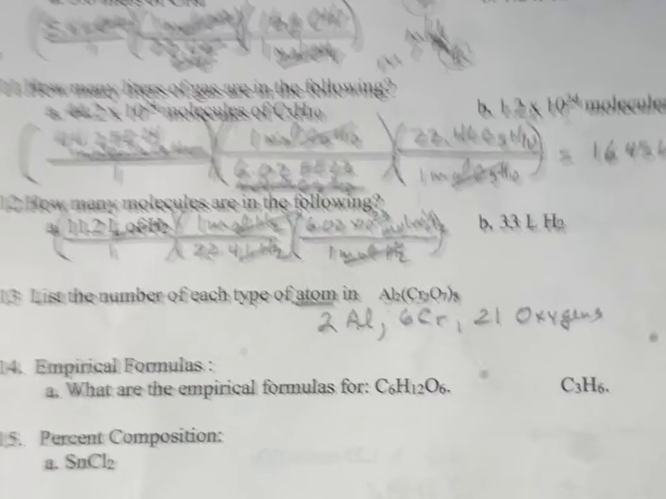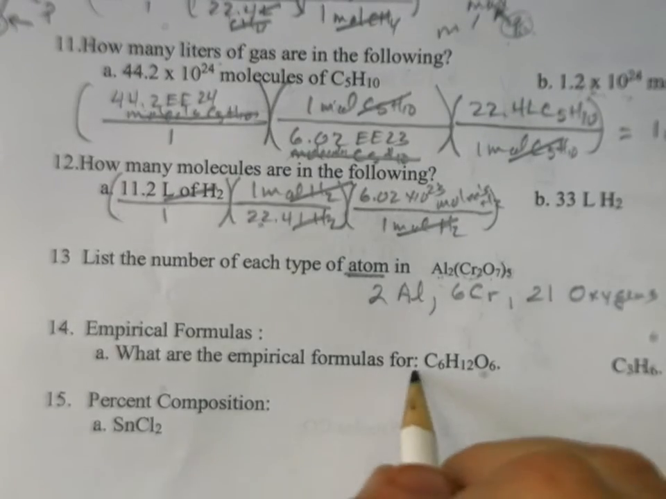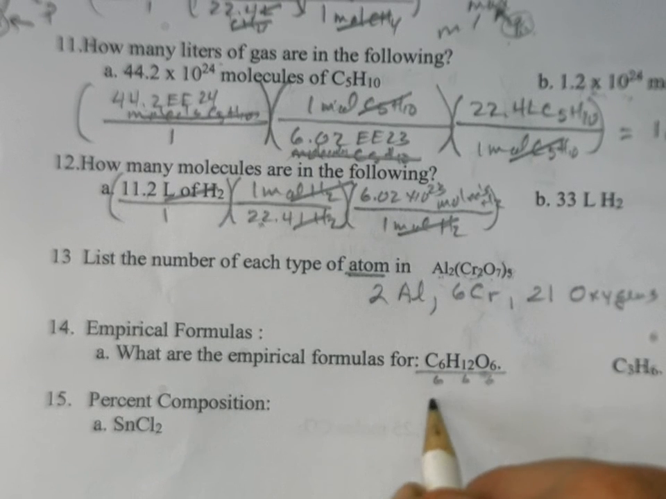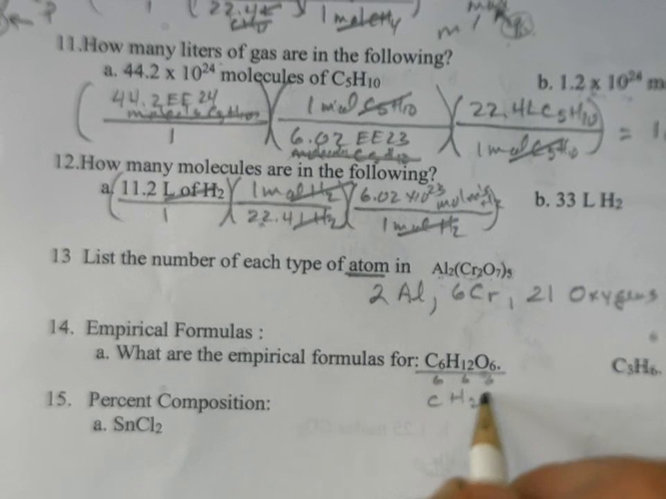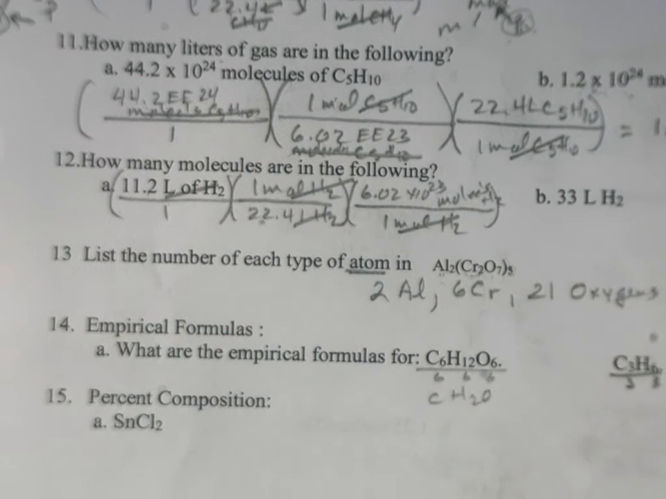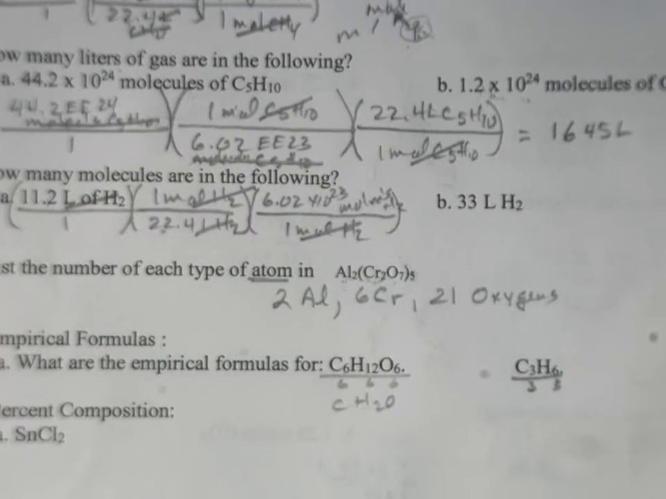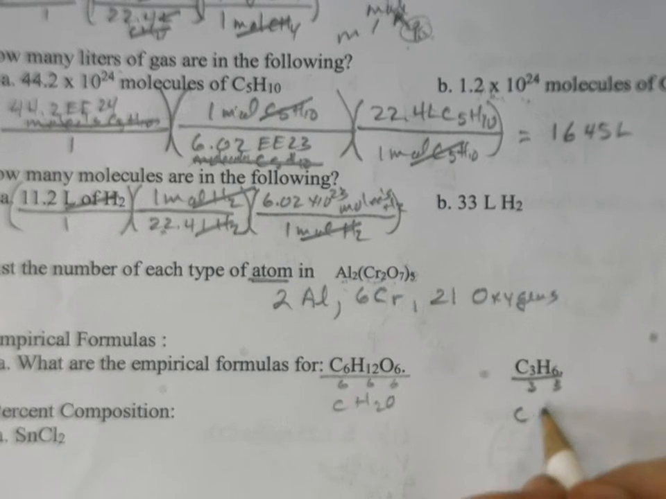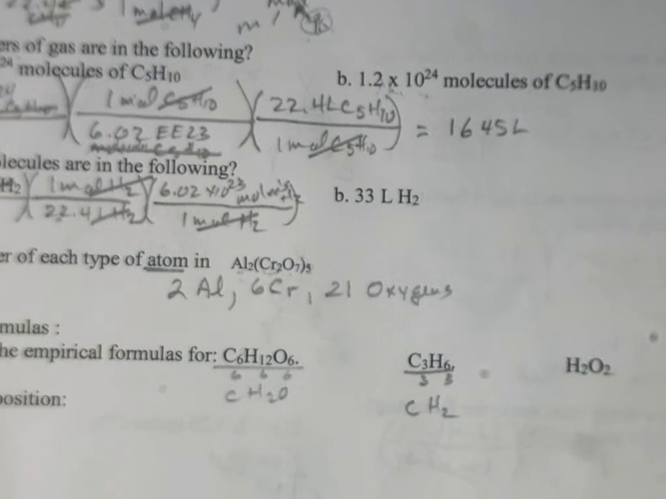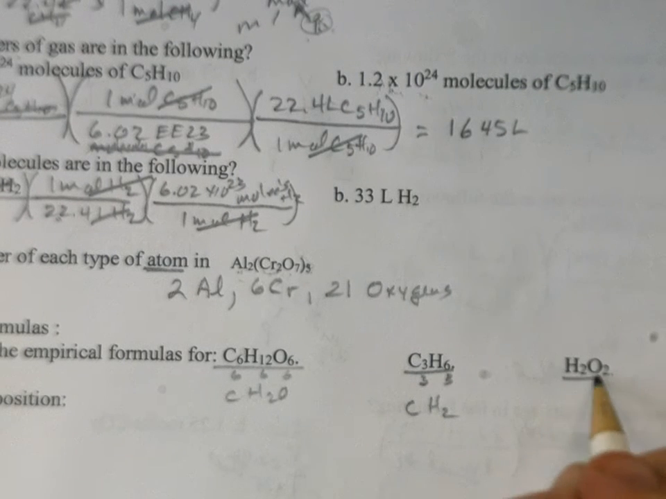Empirical formulas. Okay, I think the lowest common denominator here is divide each of these by 6, and that comes out to be CH2O. There we go, because those cancel off. This one we can divide each of those by 3, and so that becomes CH2. All right? And then for the last one, pretty obvious. Divide each of those by 2, and it just becomes HO. And that one was just the same as that.